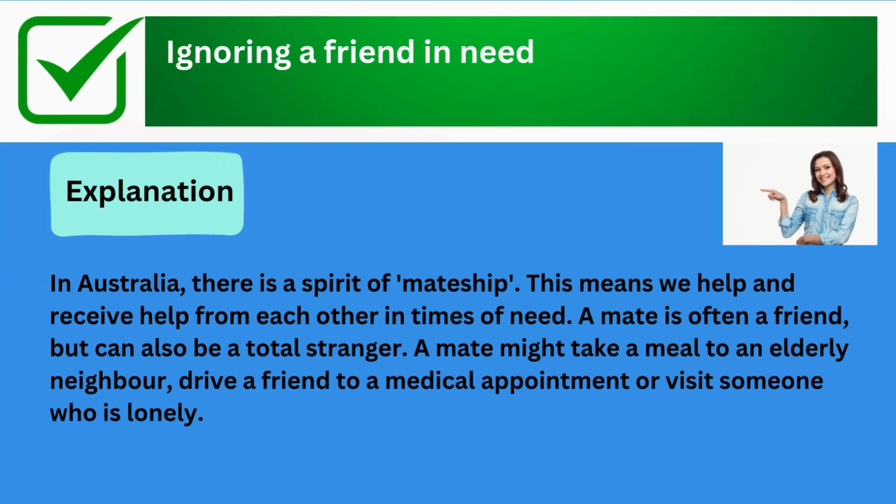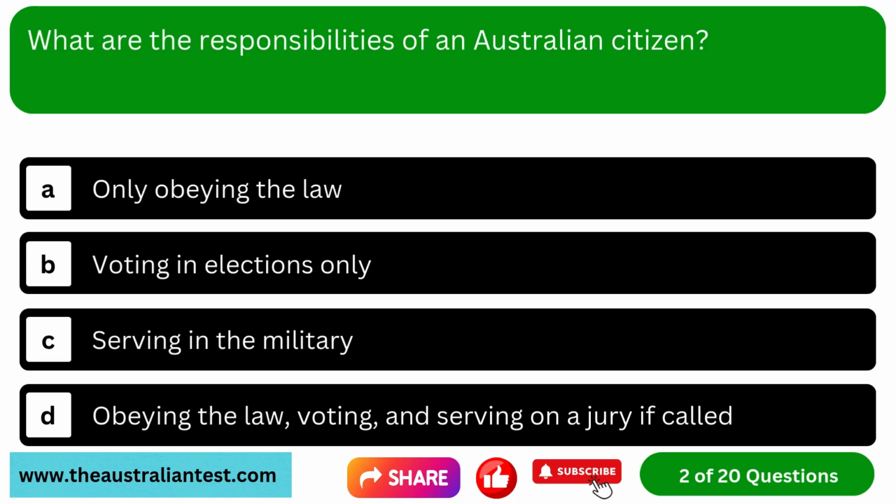The correct answer is ignoring a friend in need. Explanation: in Australia, there is a spirit of mateship. This means we help and receive help from each other in times of need. A mate is often a friend, but can also be a total stranger. A mate might take a meal to an elderly neighbor, drive a friend to a medical appointment, or visit someone who is lonely.